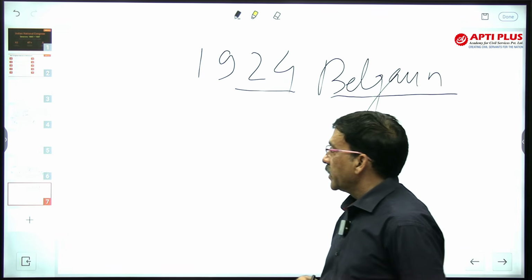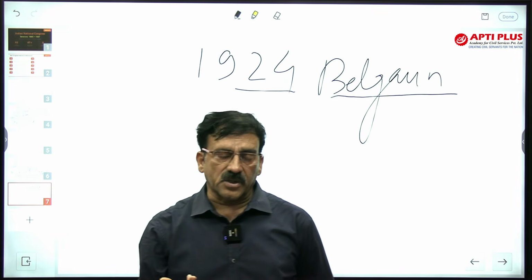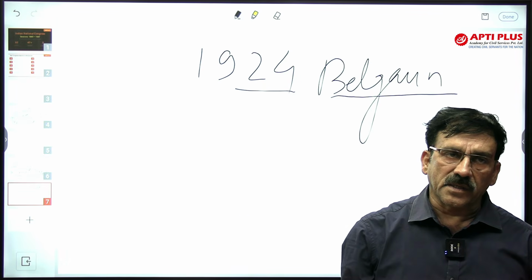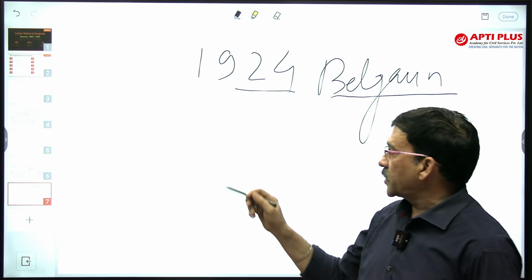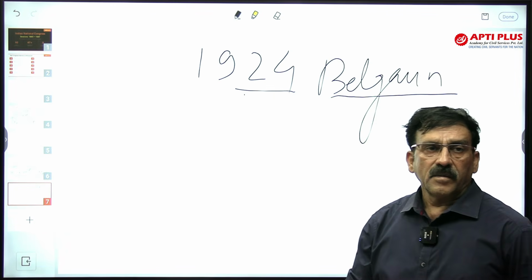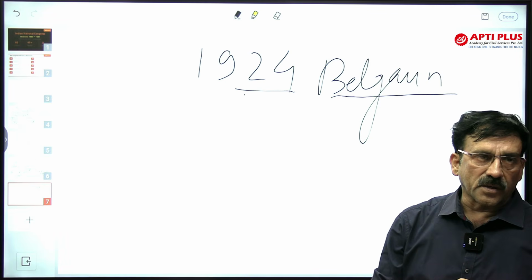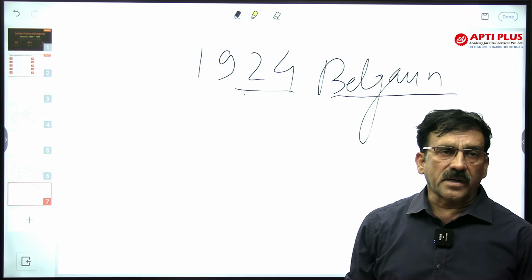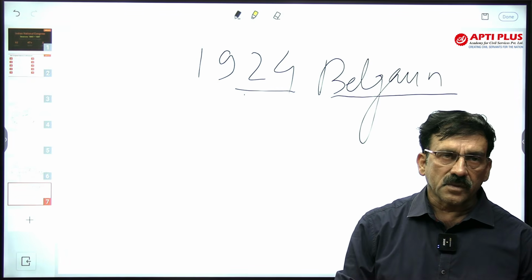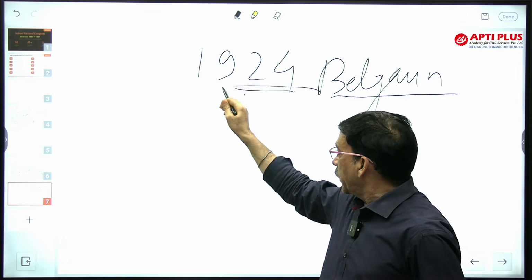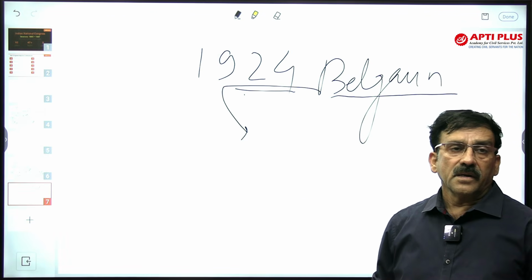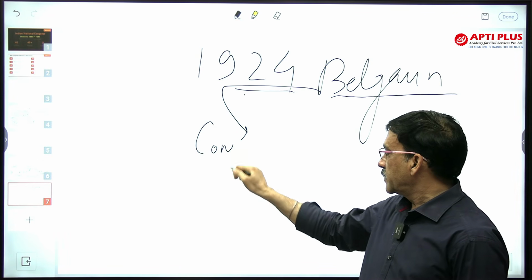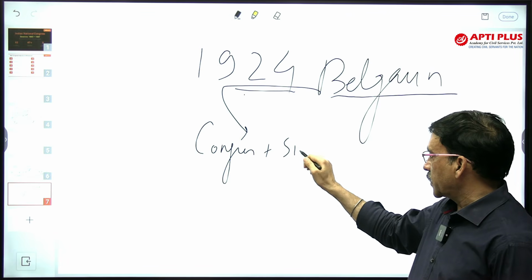Belgaum. You may be aware, Congress had a split after the suspension of NCM in 22, Swaraj Party. Gandhi was in prison. He came out in 24. It is the only session presided by Gandhi. But point is, how Belgaum is important. Here Gandhi cannot tolerate any split in Congress. So what happened? Here, he brought a compromise between the Congress and Swarajist.